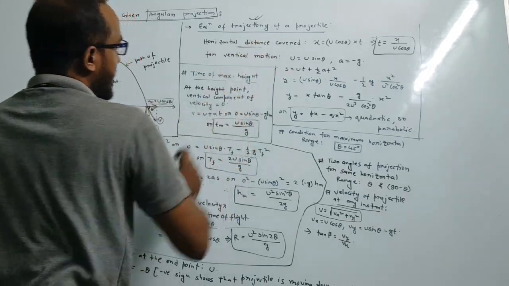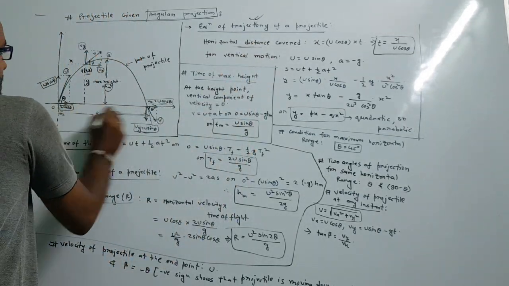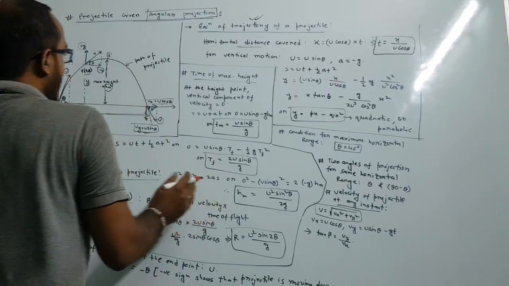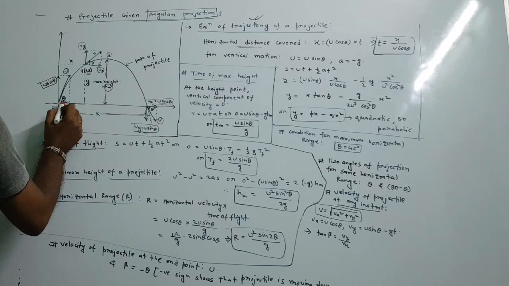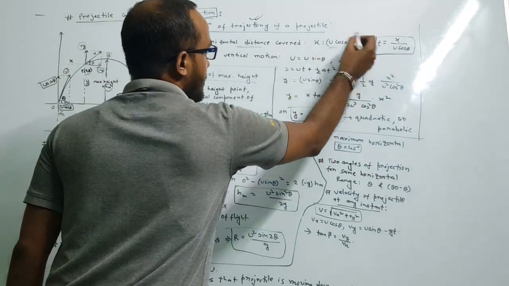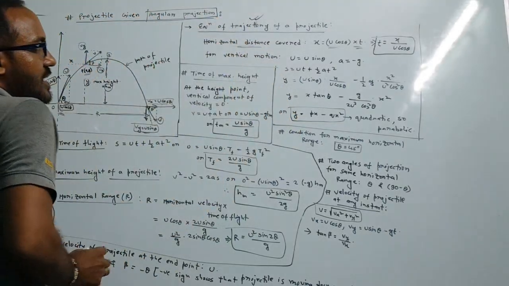So see, horizontal distance covered. What would be the horizontal distance covered? Horizontal distance means horizontal velocity multiplied by time. What is the horizontal component of velocity? That is u cos theta. So x equals u cos theta into t. So what would be the t? t would be x by u cos theta.